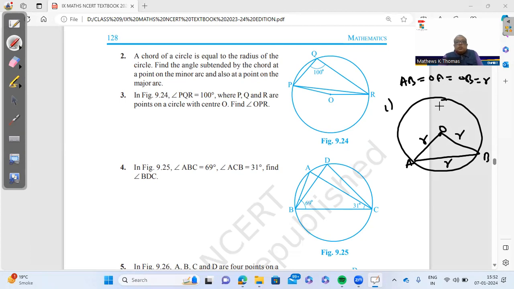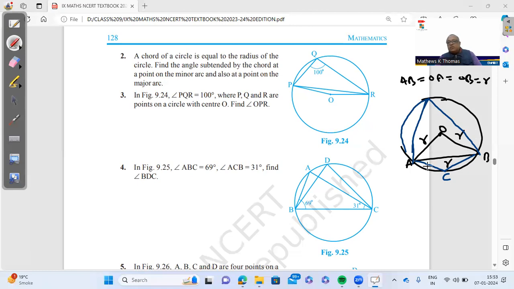Find the angle subtended by the chord on the minor arc. Now here the minor arc is this AB. So let's say this is the angle being subtended by AB on the minor arc. And we also have to find the angle on the major arc. Let's assume that this is a point on the major arc. So we have to find out this angle as well. So there are two angles we need to find here.